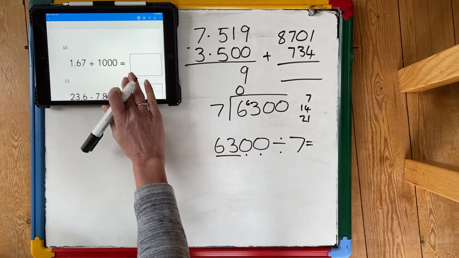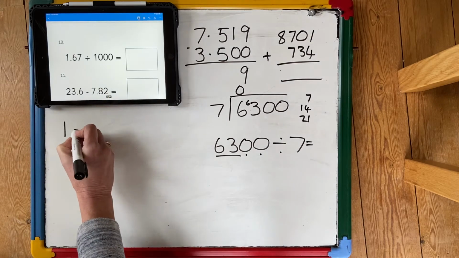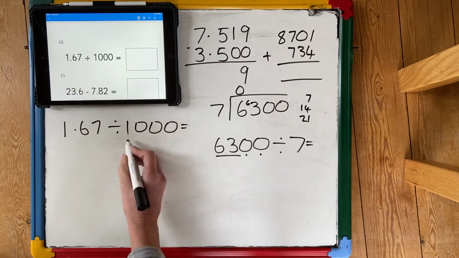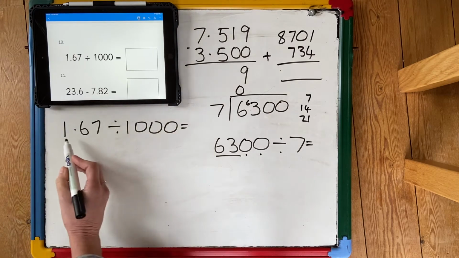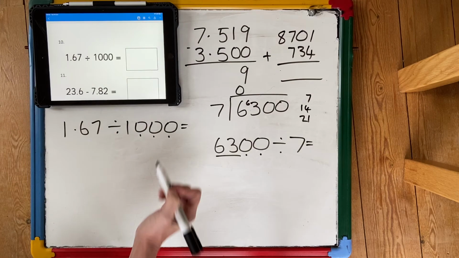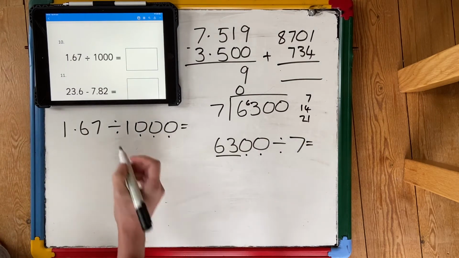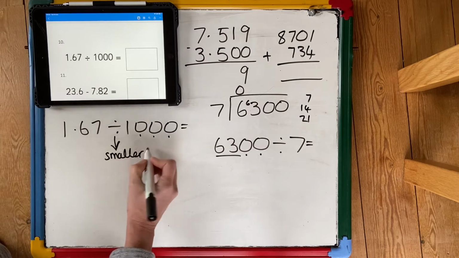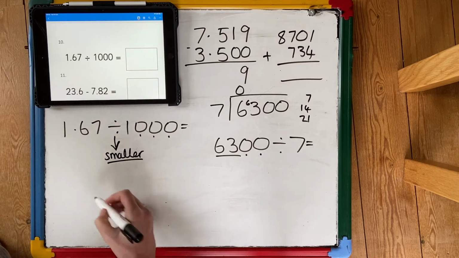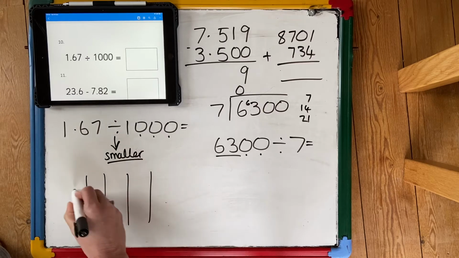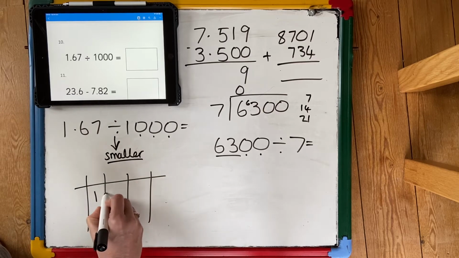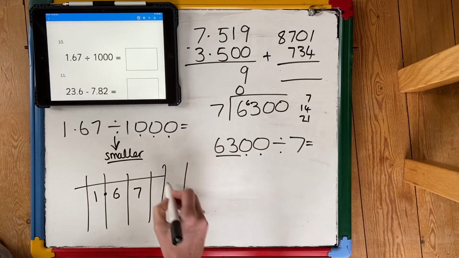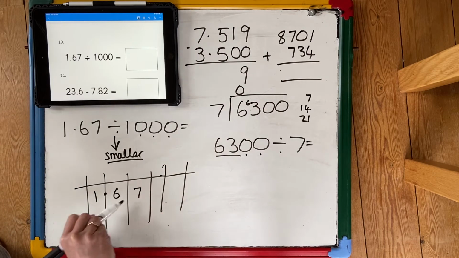Question 10. 1.67 divided by 1,000. So because we're dividing by 1,000, we have to move the digits 3 places. And because we're dividing, the number becomes 1,000 times smaller. So using your place value grid, 1.67 divided by 1,000, the number gets smaller, so the digits move this way.